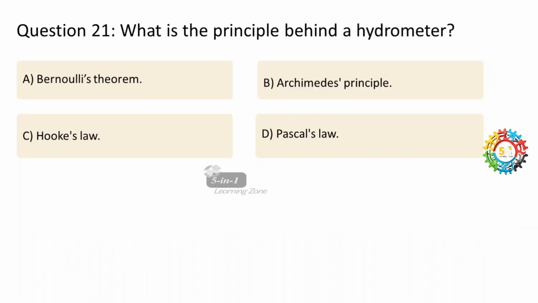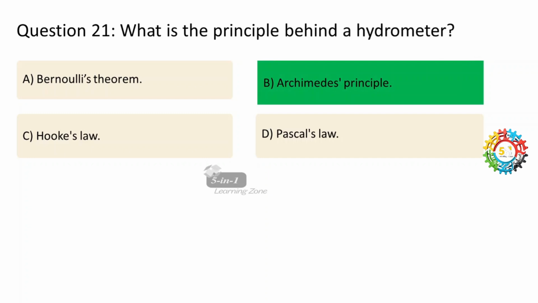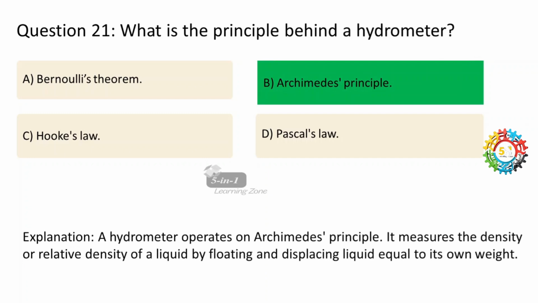21. What is the principle behind a hydrometer? Answer: B. Archimedes' principle. Explanation: a hydrometer operates on Archimedes' principle. It measures the density or relative density of a liquid by floating and displacing liquid equal to its own weight.